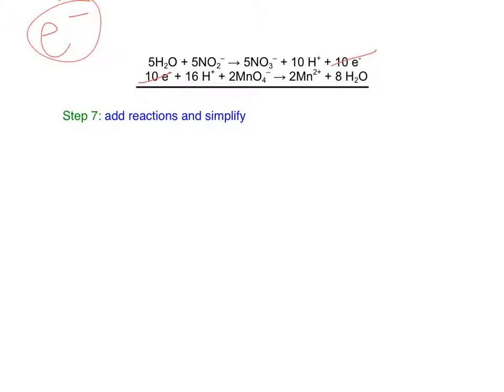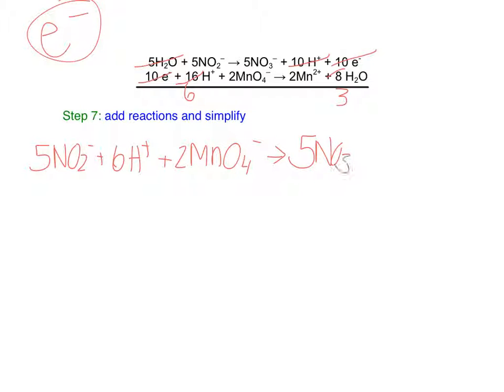We can reduce the number of waters. There's 5 in a reactant and 8 in a product, meaning that we could only just make 3. That's okay. 16H plus, reduce this to 6. If we've added that up, that brings us to 5NO2 minus plus 6H plus 2 MnO4 minus. We'll make 5NO3 minus and 3H2O, and I missed 2 Mn2 plus. This is our total redox reaction.